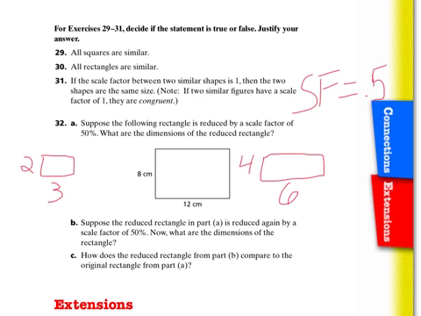C. How does the reduced rectangle from part B compare to the original rectangle from part A? Alright. From the original rectangle to this second image that we made, the scale factor is going to be 1/4, or 25%, however you want to say it. Because we take 8 and we multiply it by 25%, we are going to get 2. If we take 12 and multiply it by 25%, we're going to get 3.